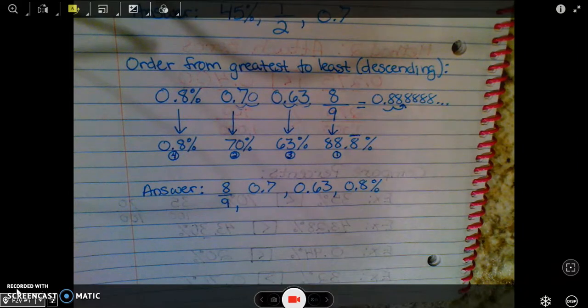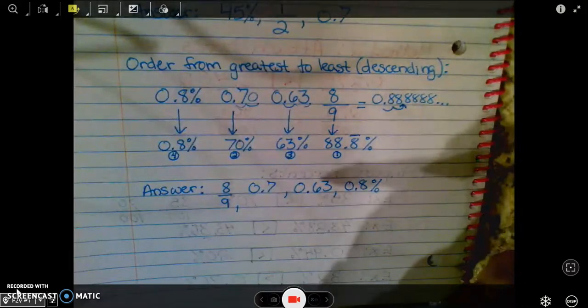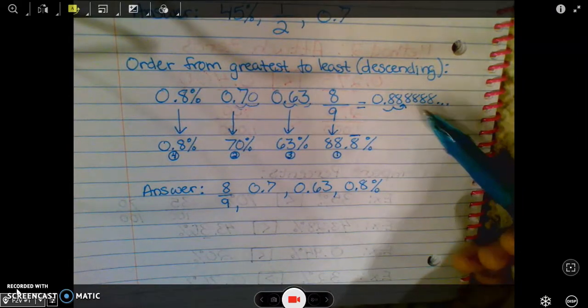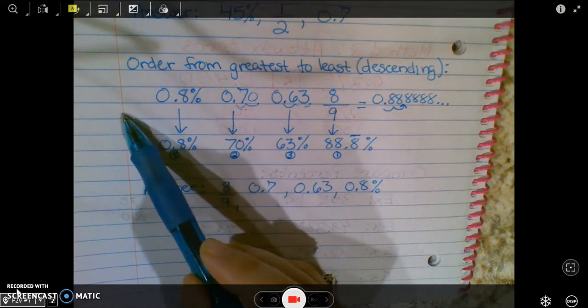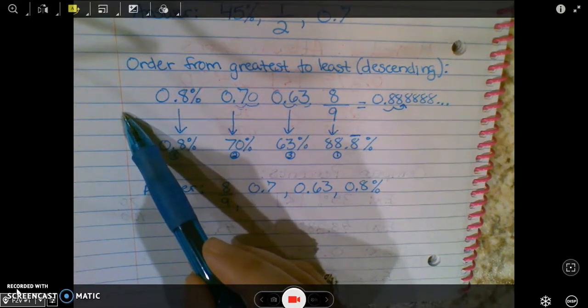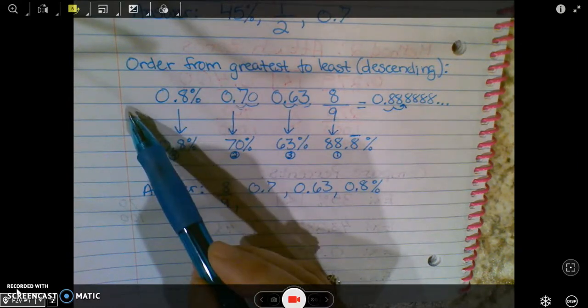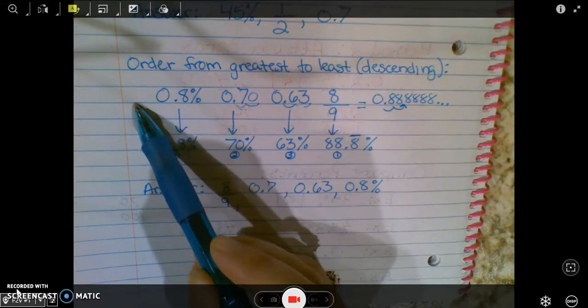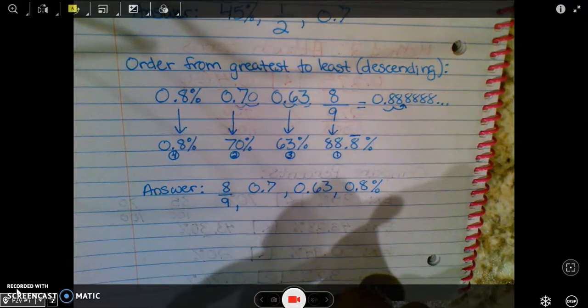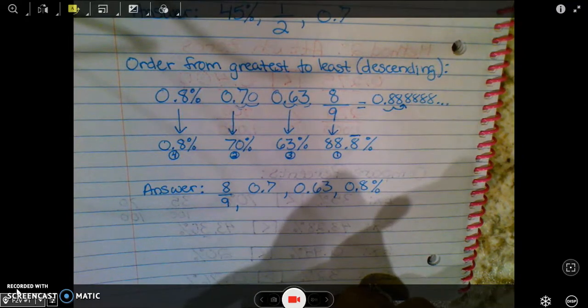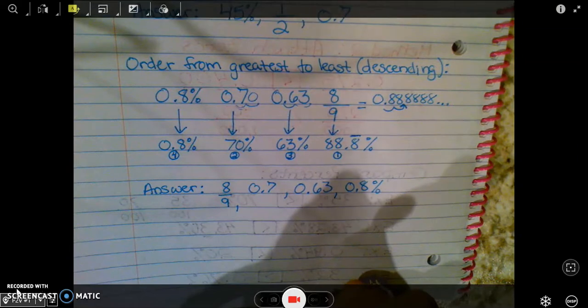So if you instead had wanted to put these in decimals instead of percents, here's my decimal for the 8/9. These two are already decimals, and I would have moved my decimal point 2 places to the left for that 0.8%. So it would have a few zeros in front of it. It would actually have 2 zeros in front of that 8, if I had put it in decimal form. So that is an alternative. You could have put everything in decimal form. As a rule of thumb, I put everything in percents, but as long as they're all in the same form, it doesn't matter which form as long as it's all the same form.